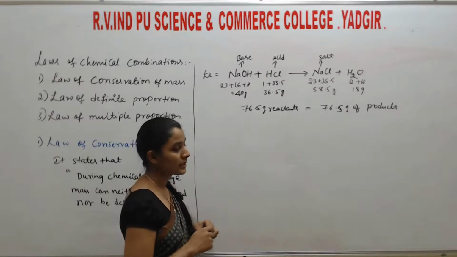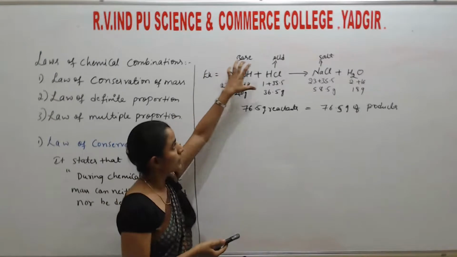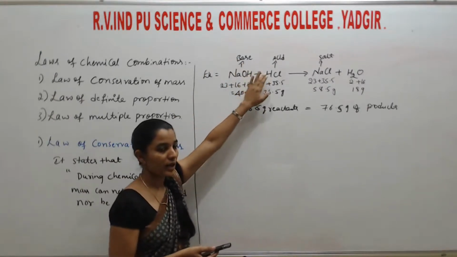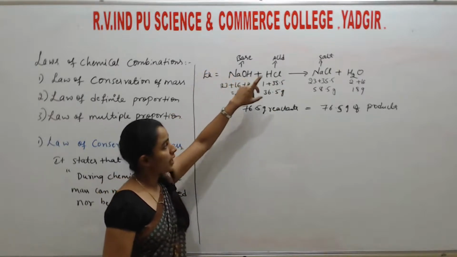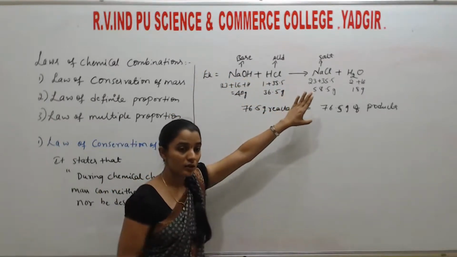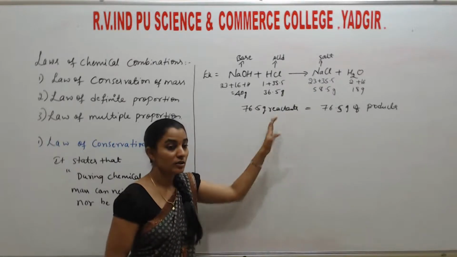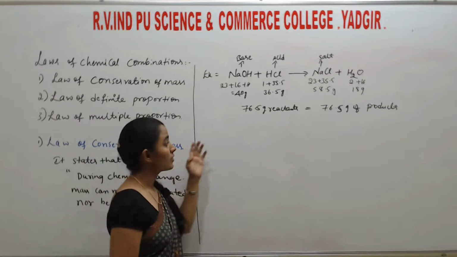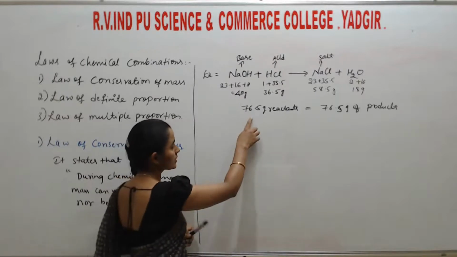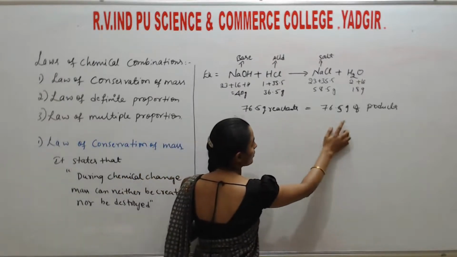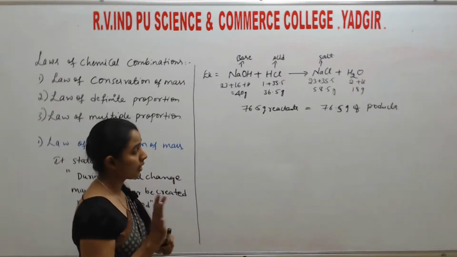The mass is 76.5. The only change that takes place here is what? The nature of the reactants. The base is there, the acid is there, and they change to salt. When base and acid react with each other and change to salt, the chemical nature changes, but the mass cannot change. So this is called what? The conservation of mass, the law of conservation of mass. So 76.5 gram of reactant gives 76.5 gram of products. Okay, I hope you get it.